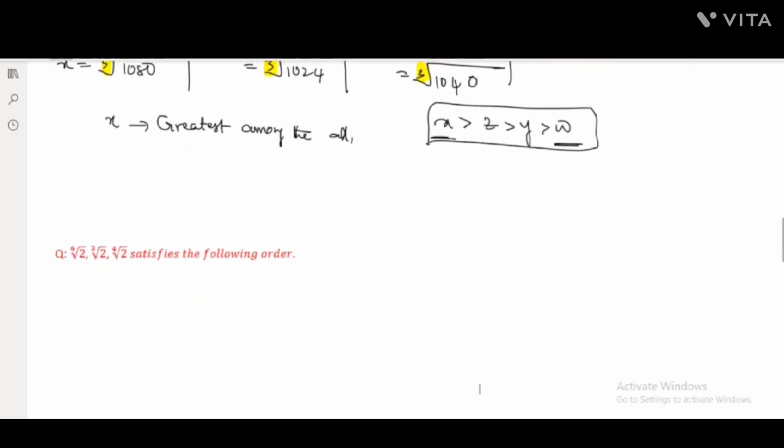So now let's see this one. Now the radicands are the same, but the order is not the same. So let's look at this: 6th root 2, cube root 2, and 4th root 2. This is what they have given. So how can we write this? We can write it as 2 power 1 by 6, 2 power 1 by 3, and 2 power 1 by 4. So the order is not the same.